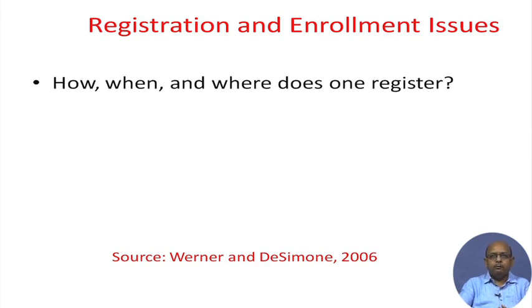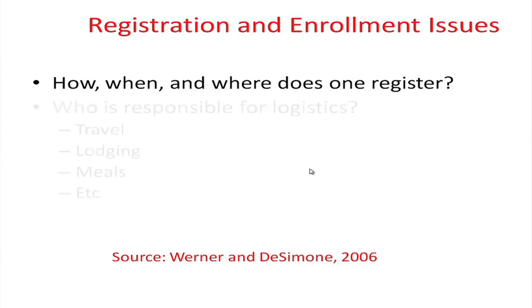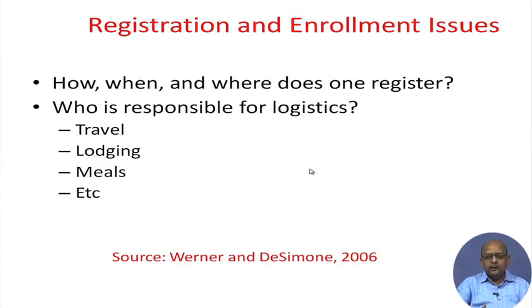Then other issues come out, basically registration and enrollment in the training program, that you need to provide all kinds of information and communicate with the potential trainees, how you are going to do it, when you have to do it, and where you are going to register yourself for a training program. So, this announcement is made by the HRD department, and it is communicated to all the trainees who require training.